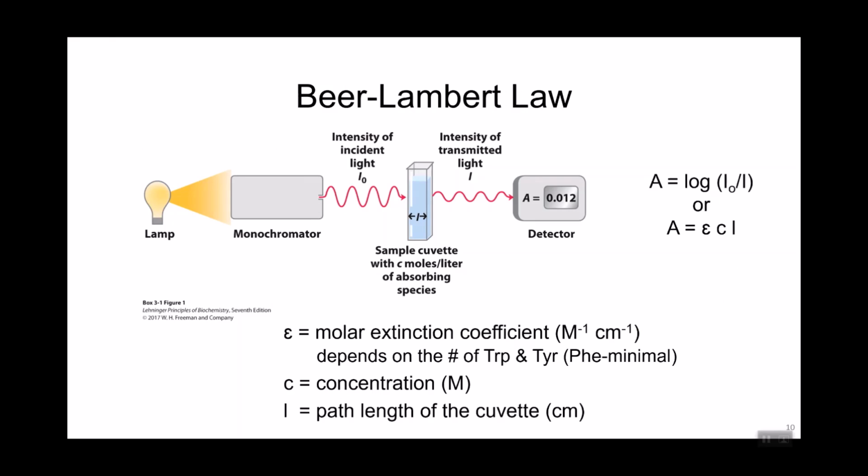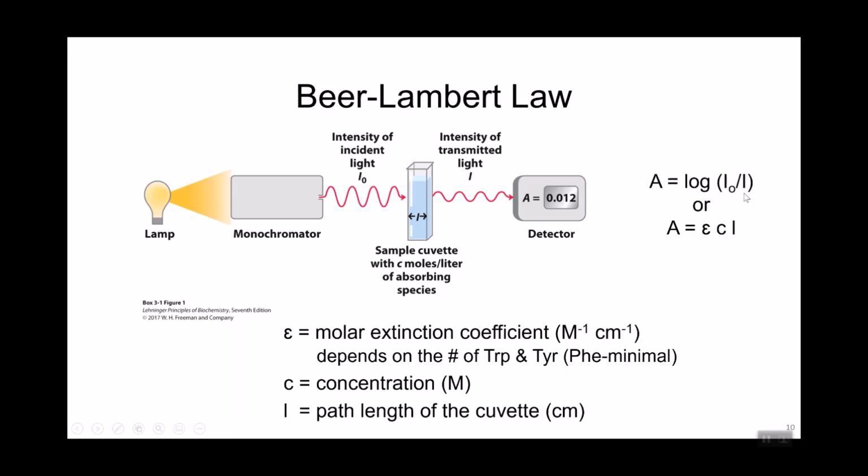Hopefully you remember the Beer-Lambert law from chemistry, where if you shine light on a sample, you can use a filter to select for a specific wavelength, and for proteins it would be 280 nanometers, and we can then measure the difference between how much light is transmitted and the incident beam.